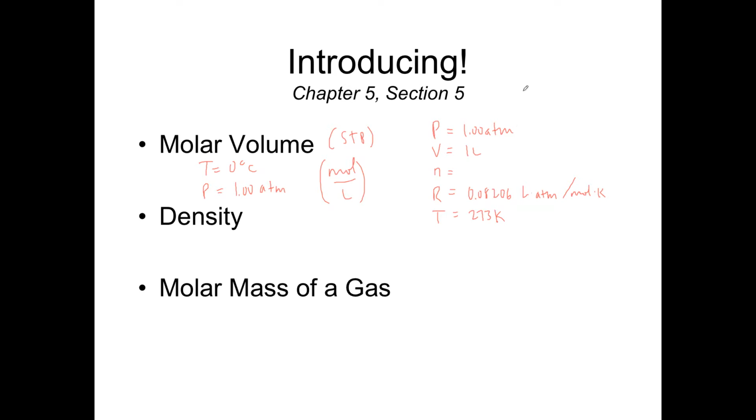Watch this now. This is amazing. So PV is equal to nRT. n is equal to PV over RT. P is 1. Volume is 1.